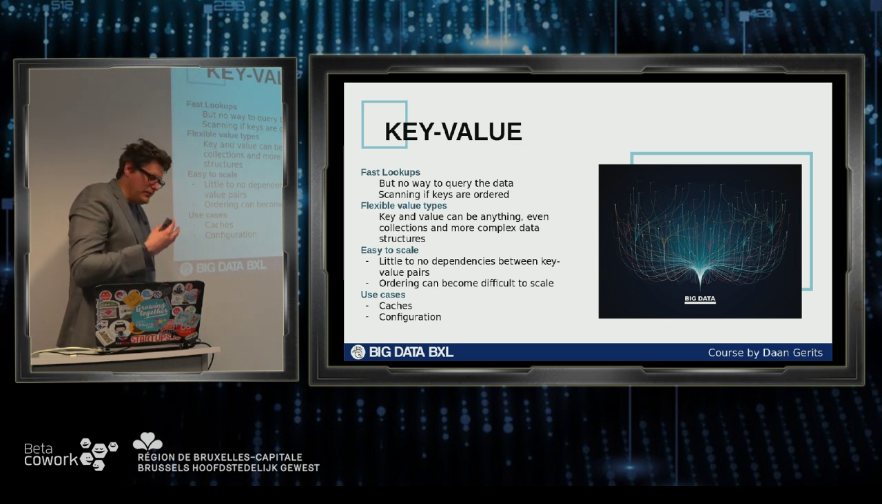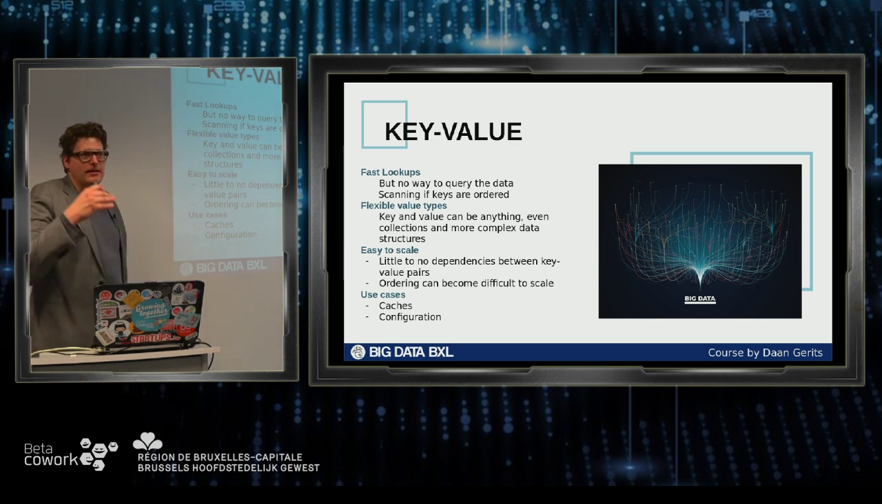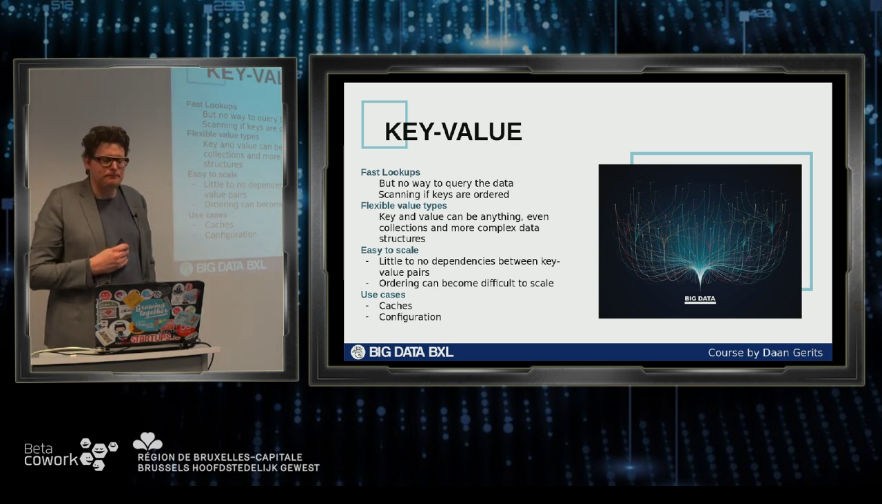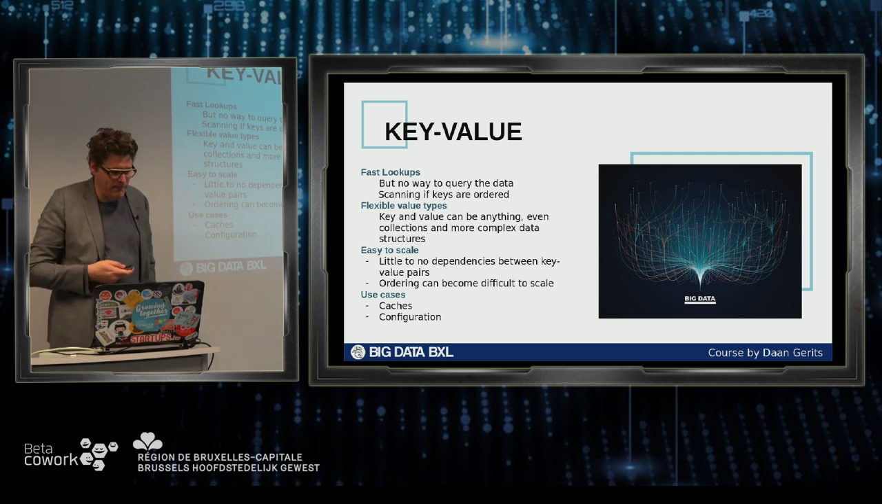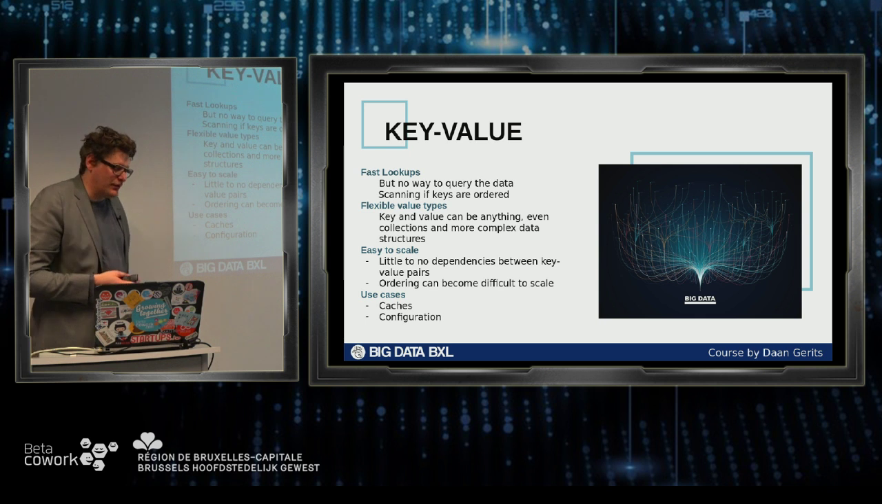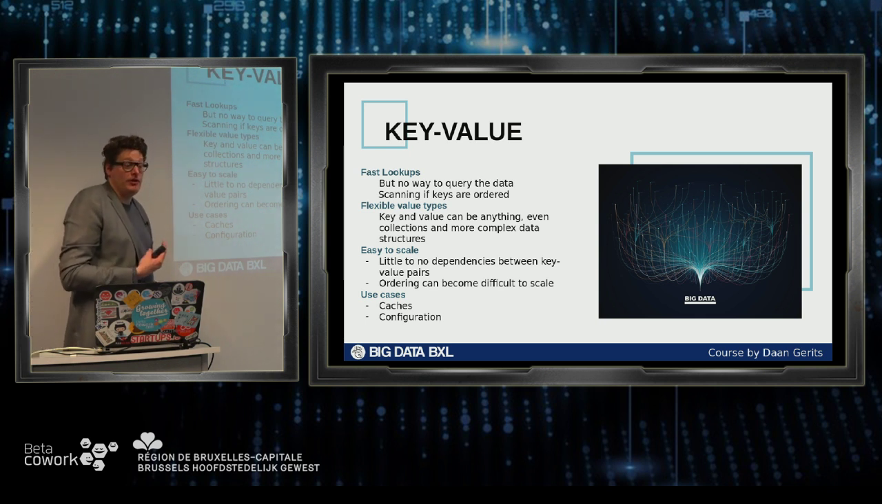Now, some stores provide ordering, which means that the keys are ordered. And the moment that you have ordering, that's a difficult one, because that means that there is a dependency between records, and that's hard to scale. So most of the time, key value stores are used for caches or for configuration stores. If you want to store all your configuration in one location, and you know that you will only need to get your data by key, then this is the model that you should use.